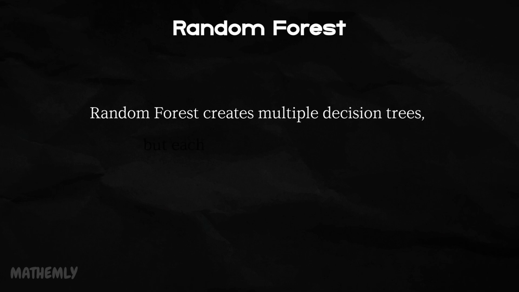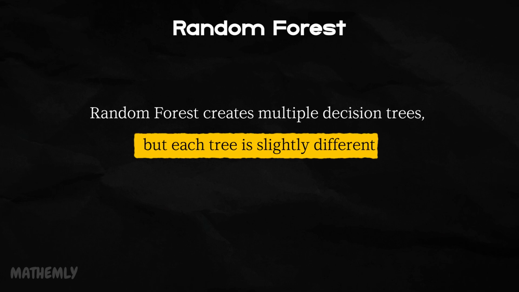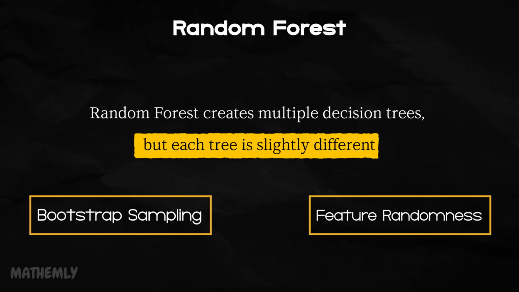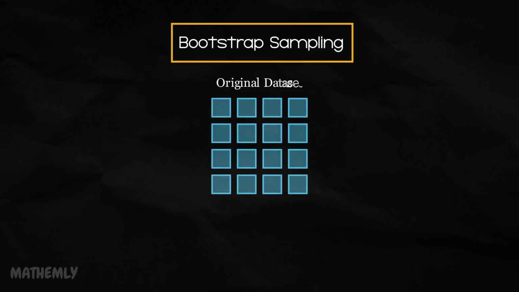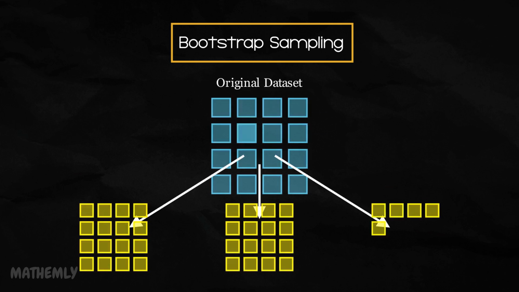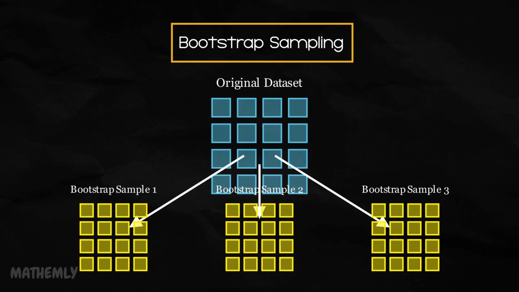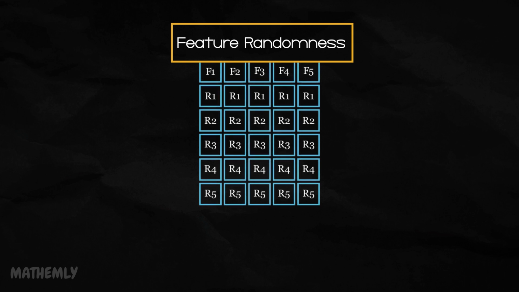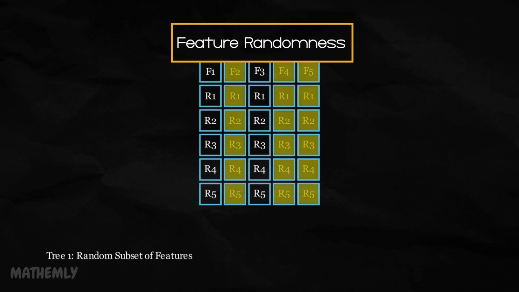Here's how it works. First, random forest creates multiple decision trees, but each tree is slightly different. To ensure diversity, the algorithm uses two techniques: bootstrap sampling and feature randomness. In bootstrap sampling, each tree is trained on a random subset of the dataset, where some samples may appear more than once and others not at all. And feature randomness ensures that each tree only considers a random subset of features for splitting the data at each node.